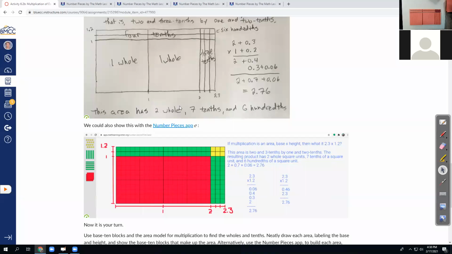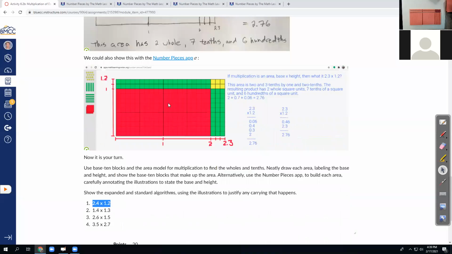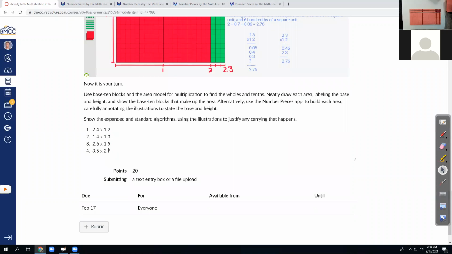If there's any trading that has to happen, you should mention that like we did in some previous examples, and then you just need to demonstrate those problems, and you'll have either a hand-drawn picture, an app picture, or a picture of the real toys along with some explanation and some algorithm.